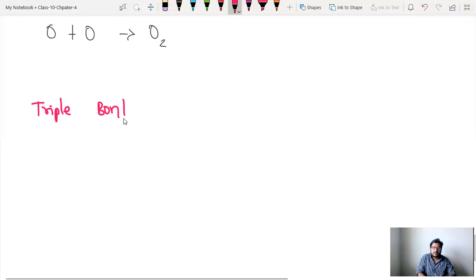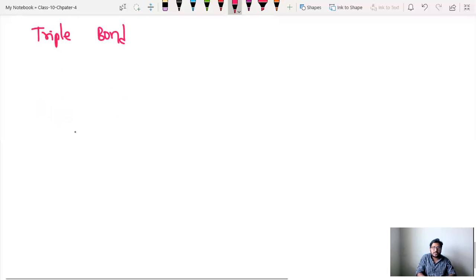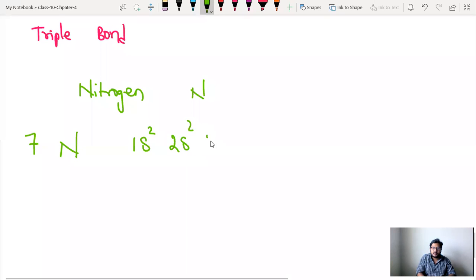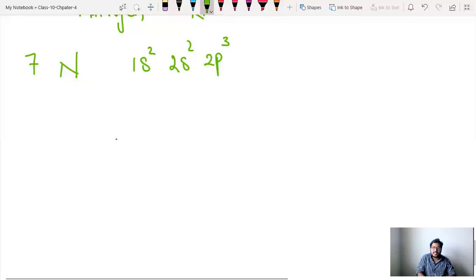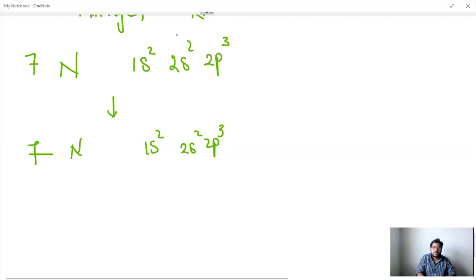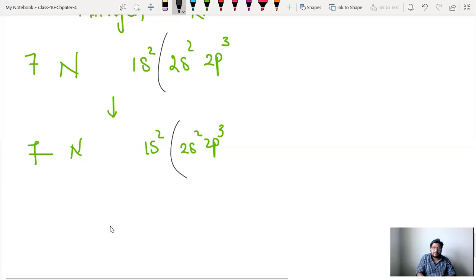Now triple bond. This you can do it, I think so. Triple bond means there will be 3 pairs, which you can observe in nitrogen. Nitrogen. Its symbol is N. Its atomic number is 7. If you write the electronic configuration, 1s2, 2s2, 2p3: 2 plus 2, 4, 4 plus 3, 7. Now, this nitrogen will combine with another nitrogen with the same atomic number and the same electronic configuration, 1s2, 2s2, 2p3. Now, what is the outermost orbit? 2s2, 2p3. For this, 2s2, 2p3.